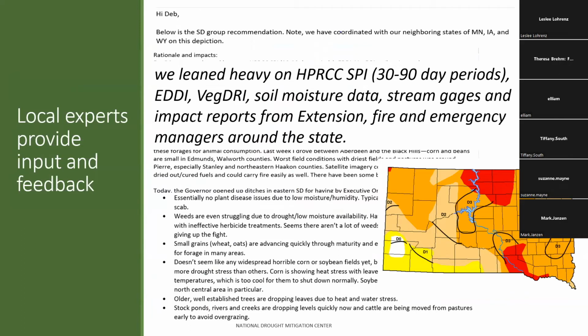Once that draft map goes out, the feedback starts coming in. This is just an example from South Dakota. They sent in some feedback and said, we've coordinated with our neighboring states of Minnesota, Iowa, and Wyoming on this depiction. They gave their justification. We leaned heavily on 30 to 90 day station-based precipitation, evaporative demand, drought index, soil moisture, stream gauges, and impact reports from extension. So they also include what they're looking at to make their depiction of it.